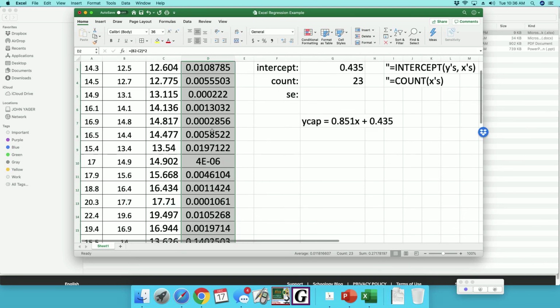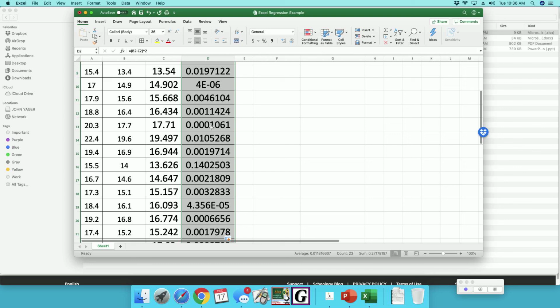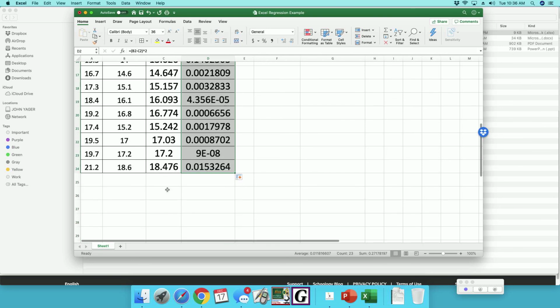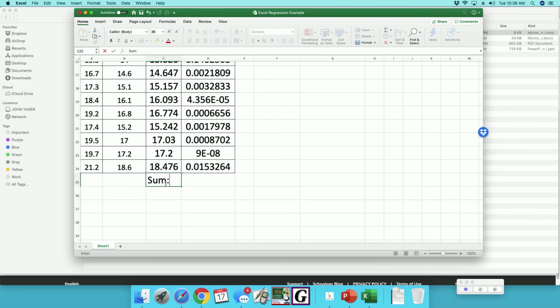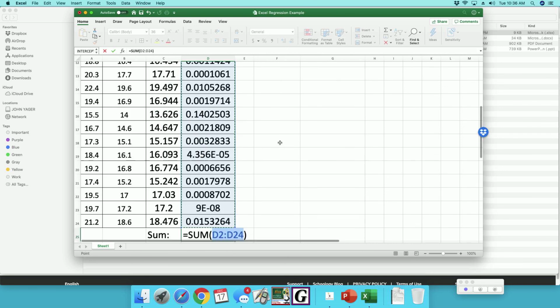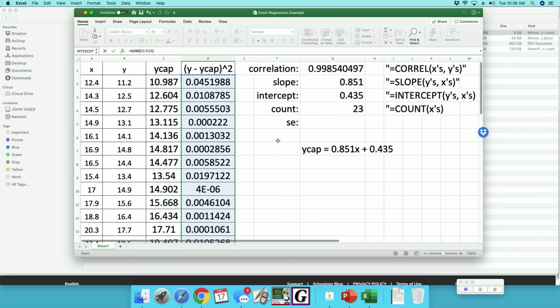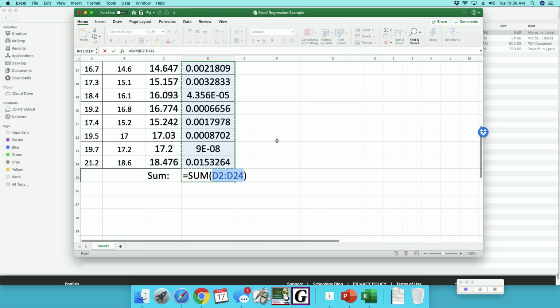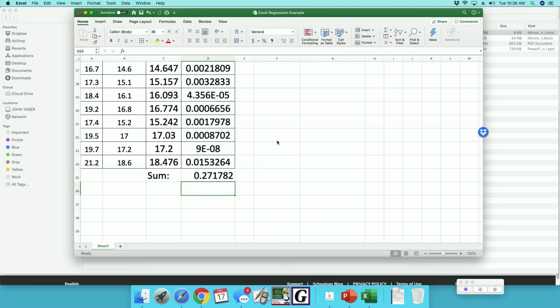Now we want to sum all these because we need it for our standard error. So here is our sum. Right here, we're going to go up to get the sigma sign, push sum, and then make sure it's D2 all the way to D24. Yep, those are all of them. And then we're just going to press enter. So our sum is 0.271782.